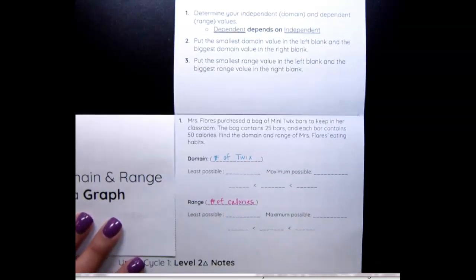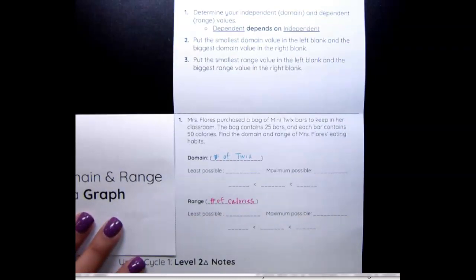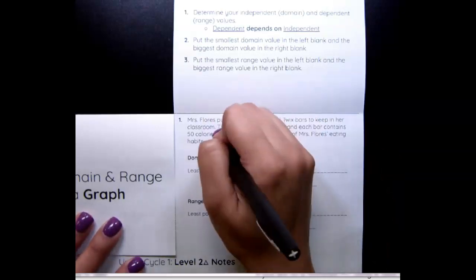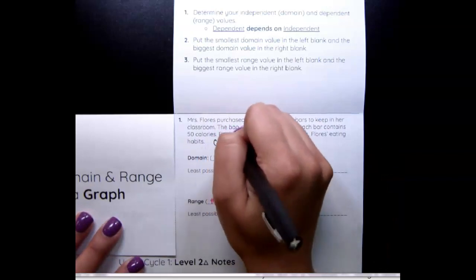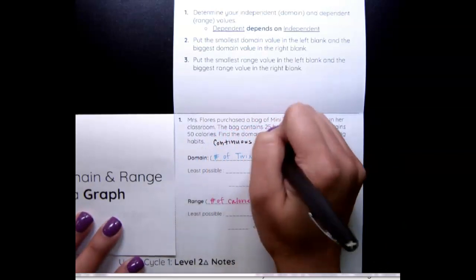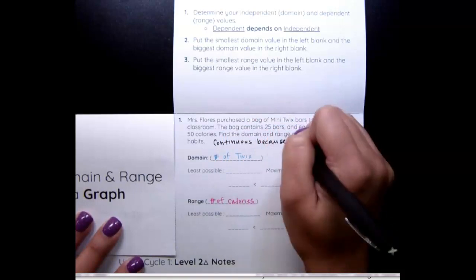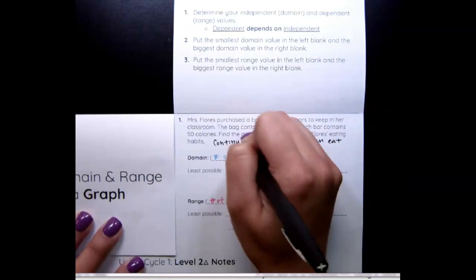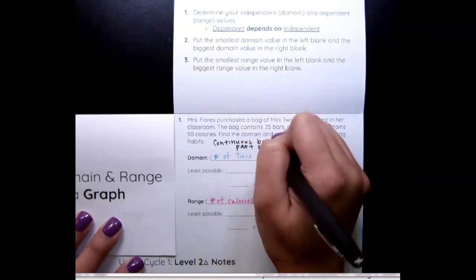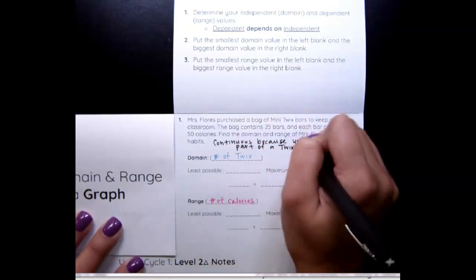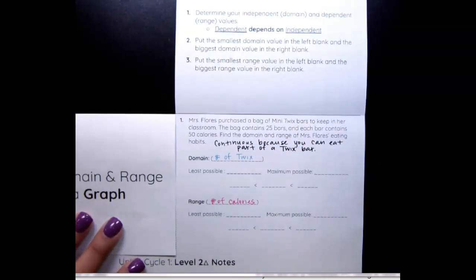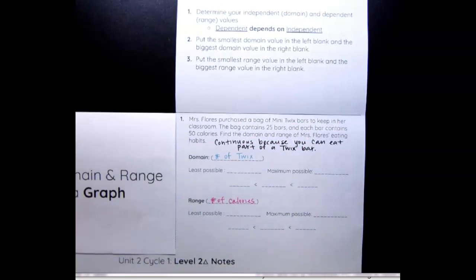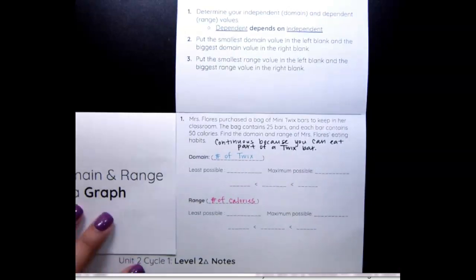Now, this is a continuous domain and range because I can eat part of a Twix bar. I don't have to eat the whole thing. It is continuous because you can eat part of a Twix bar. I'll probably end up eating the whole thing, but I could eat half of it. I don't have to eat the whole thing. So that's why it is continuous.